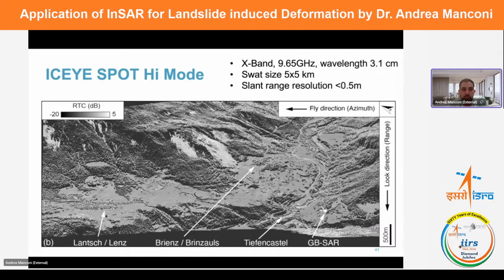Here's an example of an ICEYE image in the spot high mode. And you can see that it looks like a picture, but it's a radar image. So it's an amplitude image where we have the village. You see clearly the slope, and you can see even the vegetation quite clearly. And it's just because of the very high resolution.